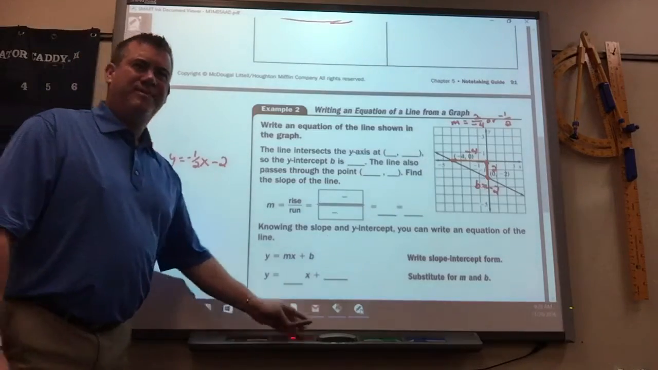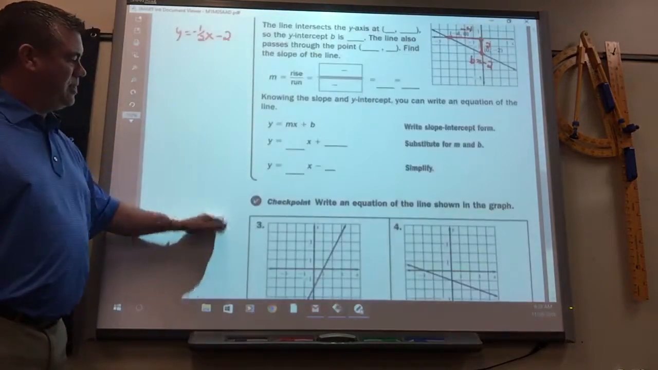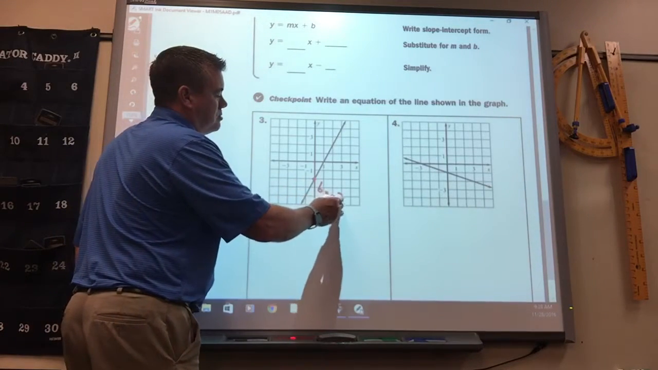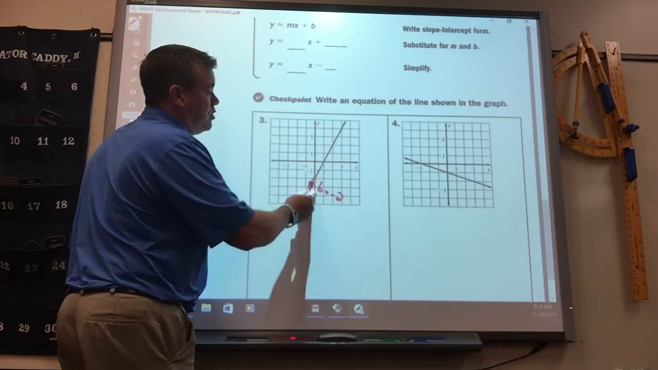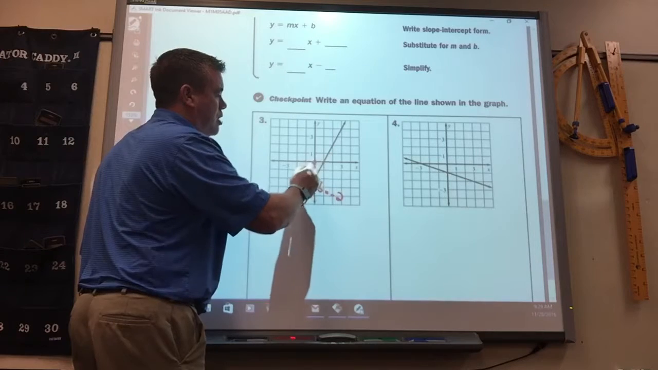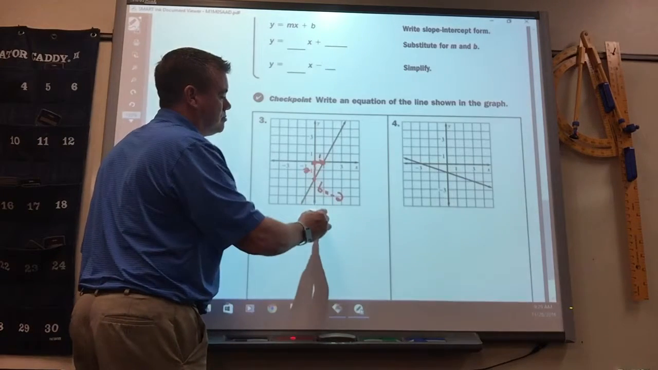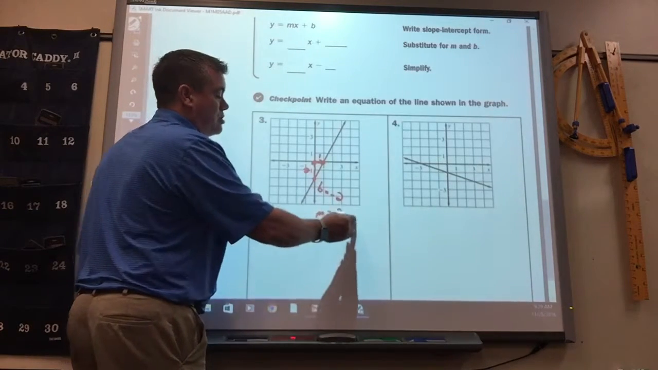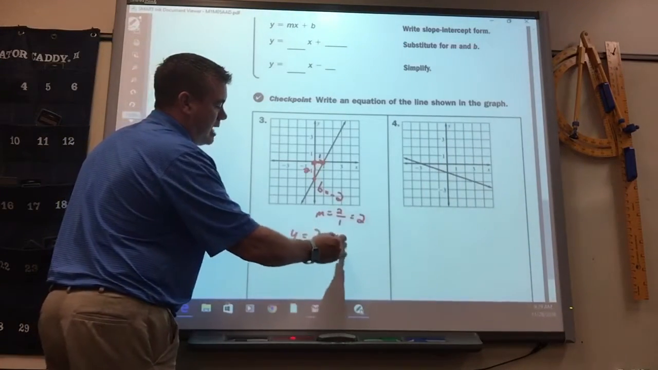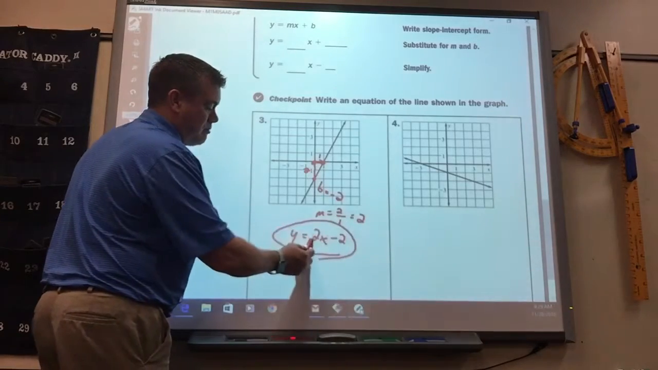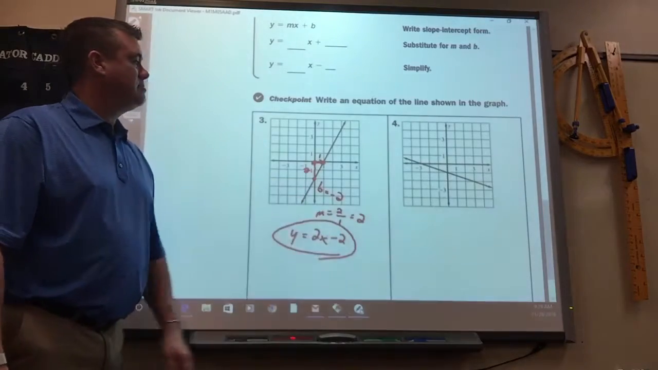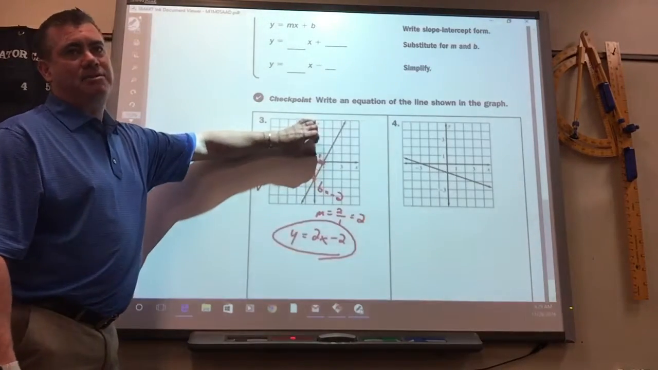So is this what we're doing? Yep. So this one crosses at negative 2. And the slope, you just pick any 2 points. Here and here, I know it crosses. So it rises 2 and runs 1. So that's 2 over 1, which is just 2. So the equation is y equals 2x minus 2. Slope goes in front of the x. B gets added or subtracted on depending on what sign it is. If it crosses up here, obviously it'd be a plus number.